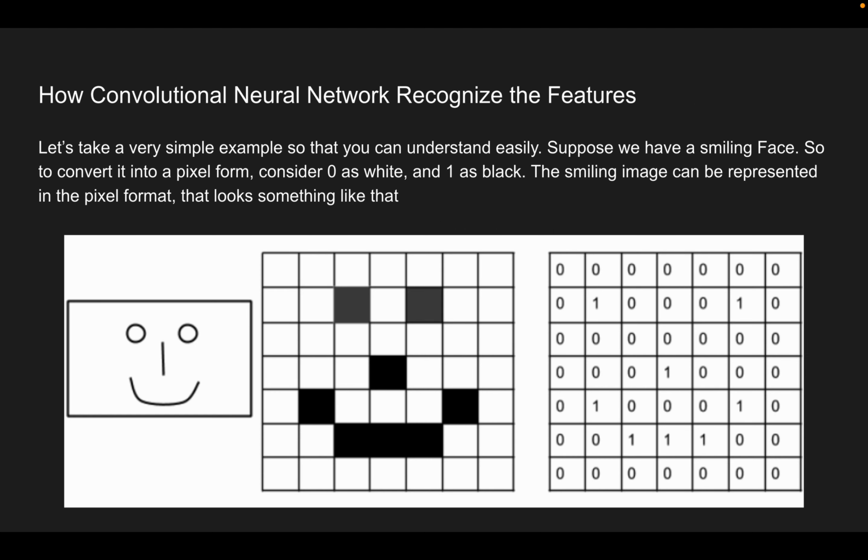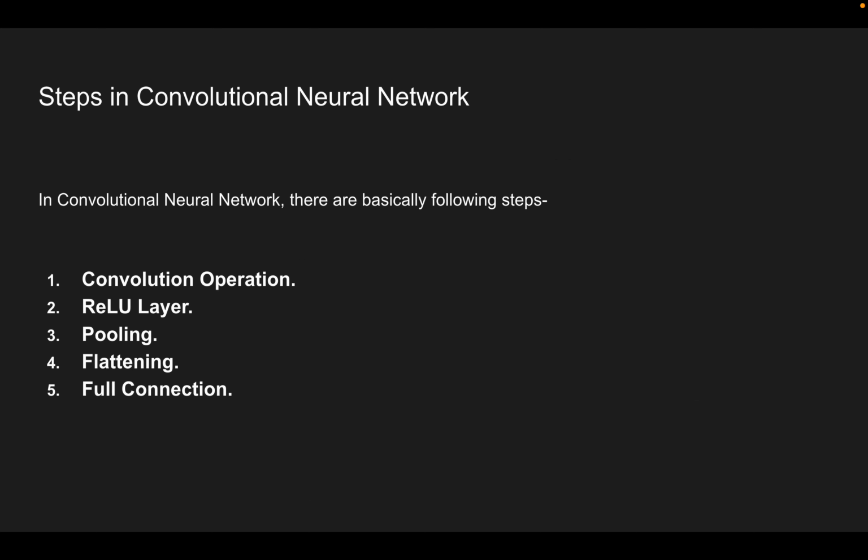And in the earlier example I was saying how the smiley image is represented, the same as you are able to see, and how the pixels are representing it. Suppose it is a 7 cross 7 image. A 7 cross 7 image means you have a total of 49 pixels. This is a black and white or grayscale image that has only 49 pixels in total. Clear?